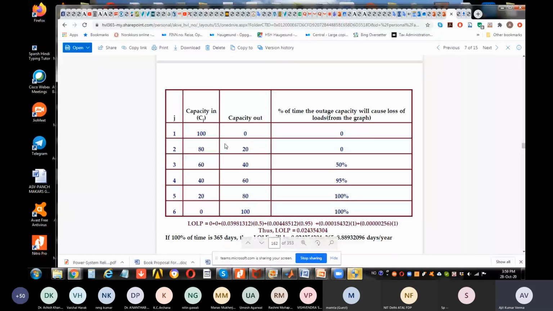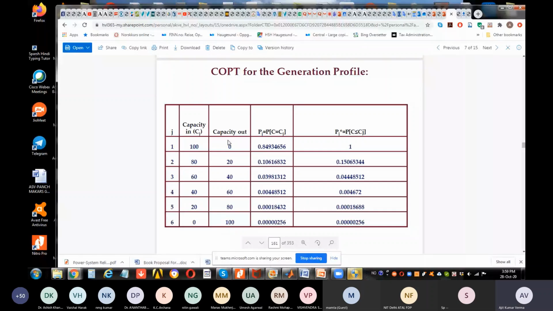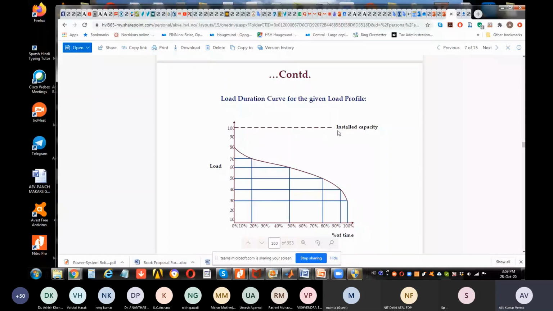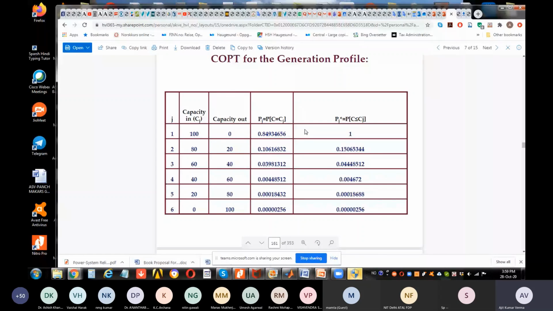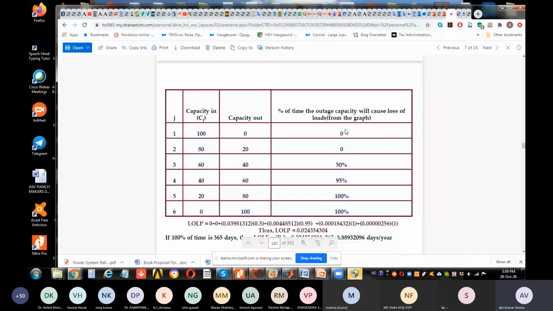So if the capacity is 100, and if 100 is available, is there any loss of load? No. So 100, capacity out is 0. Therefore the percentage of time the capacity will cause loss of load is 0. And then capacity is 80, so capacity out is 20. Anyway, the load varies between 30 to 80, and there is no load above 80. So the percentage of time for which the load will be lost is 0.